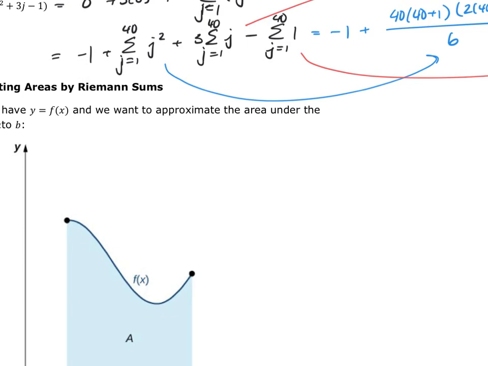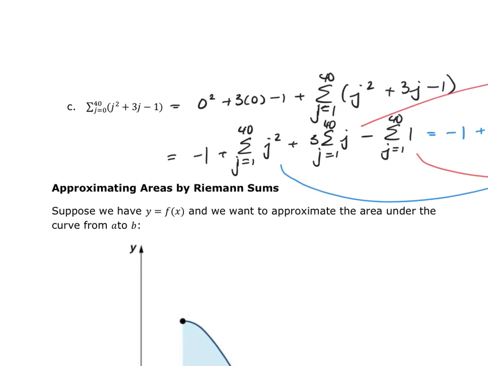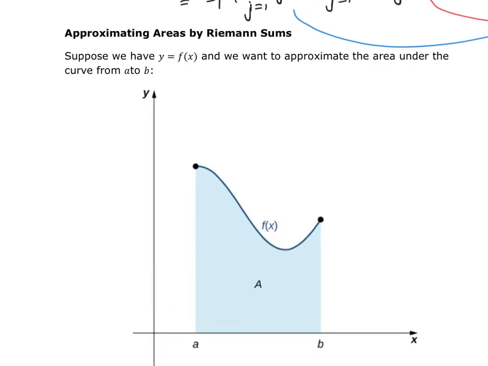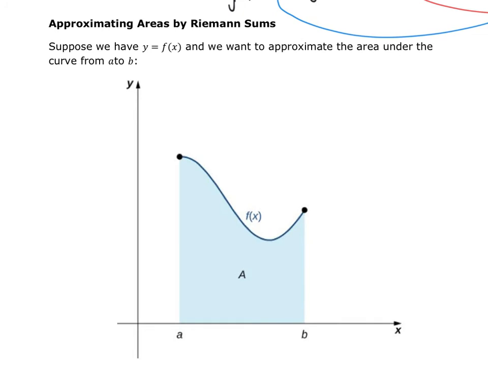It's just a nice refresher of our summation notation. Now, if I'm asked to approximate the areas by Riemann sums, I have multiple choices. We can have the left, the right, and the middle. Right now, we're just going to focus on the left and right.